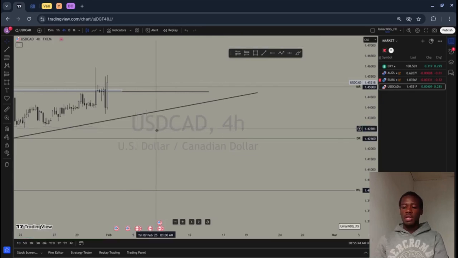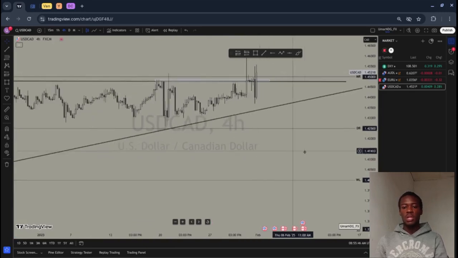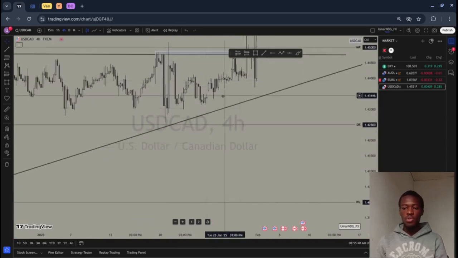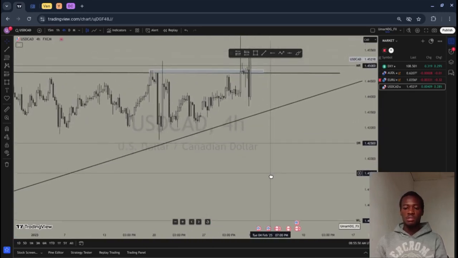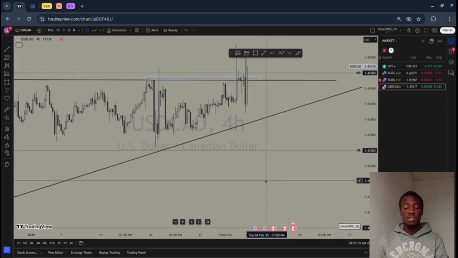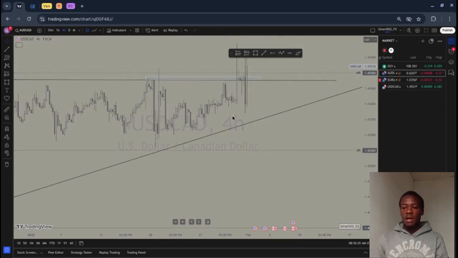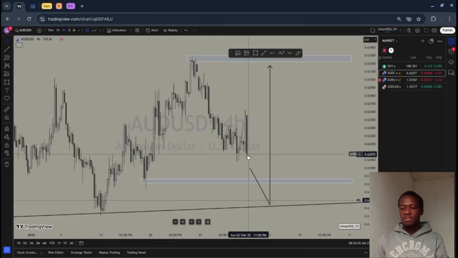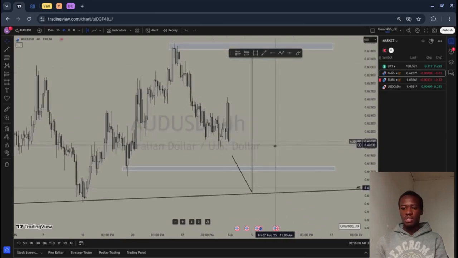But now the market is looking like it's going to break that range. It's out of the range, which is kind of fine, and it's important for it to break the range. So that's it. AUD USD is one of the things that I'm looking out for on these pairs.